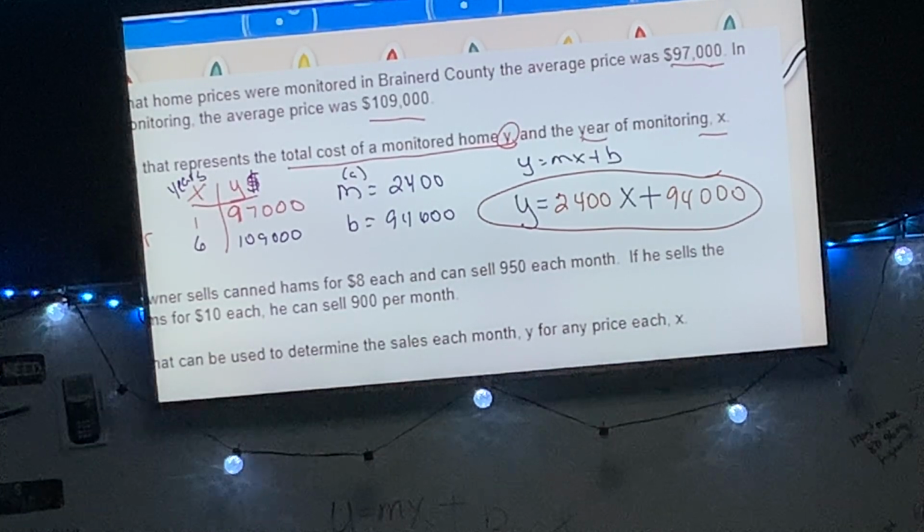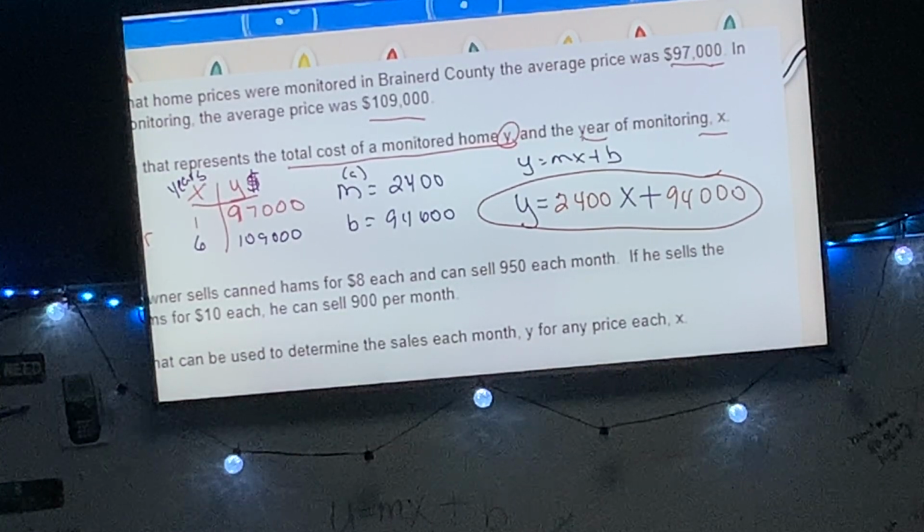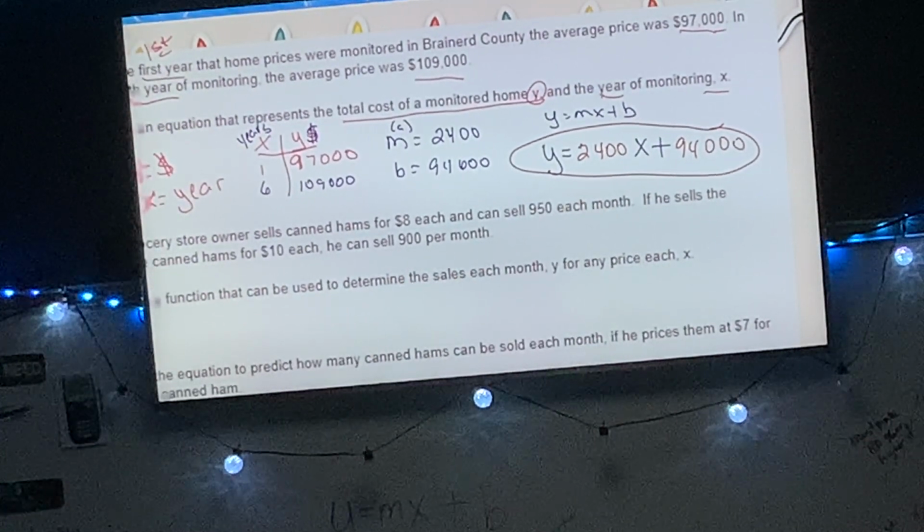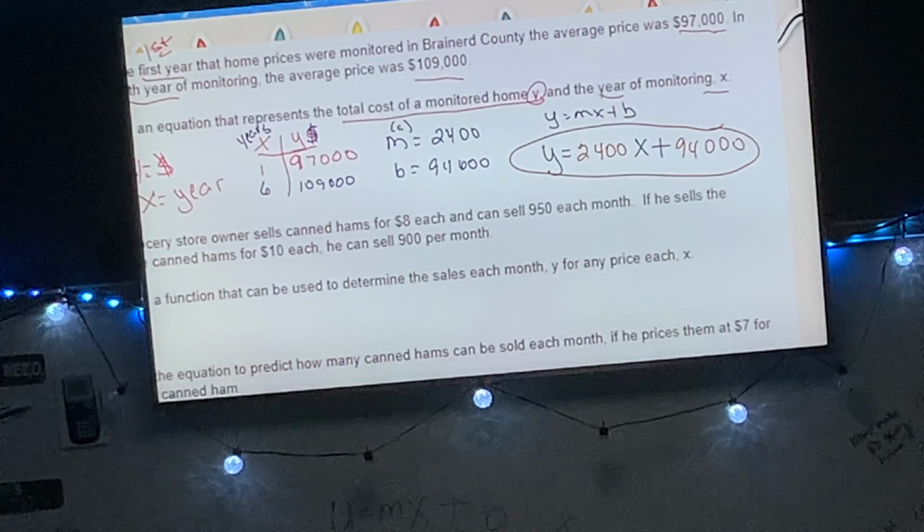So not hard. You just have to read to see what is your X and what is your Y so you know how to put it in the table. You're going to see the next one's going to add a little more. Once we get our equation, they're going to ask us to solve for a certain something.